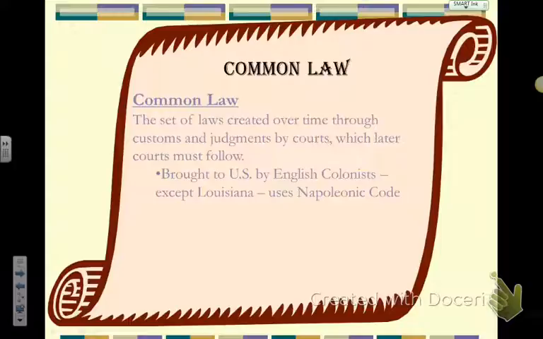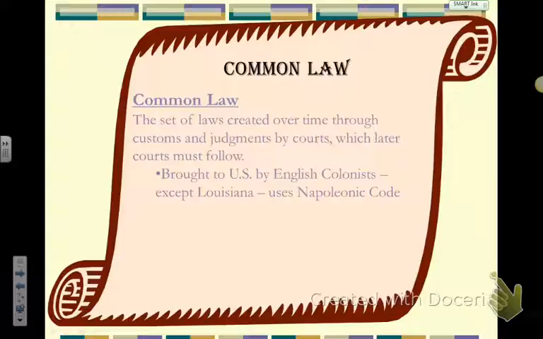All the states except for Louisiana. Louisiana, if you recall from your history, was a French colony. So the people that populated Louisiana brought with them the Napoleonic Code. So under Napoleon, how the rules and laws were created, that was how they were handled in Louisiana, which was a French territory initially. So basically, we still follow many of these laws from England today, but the premise still follows.